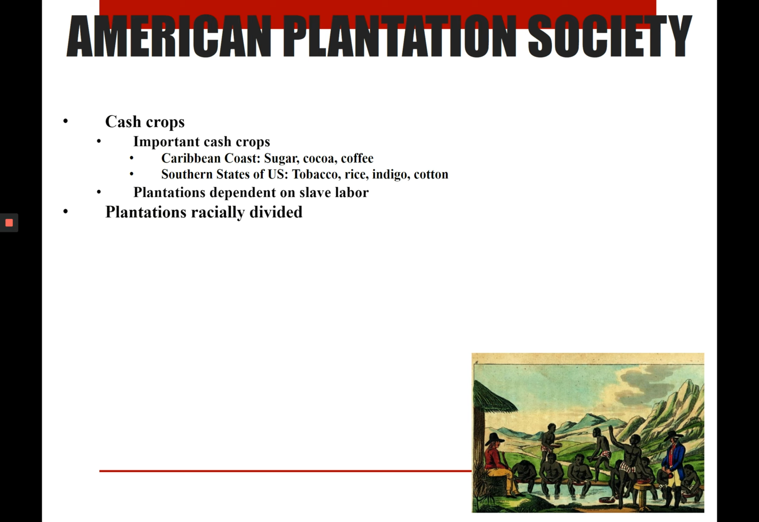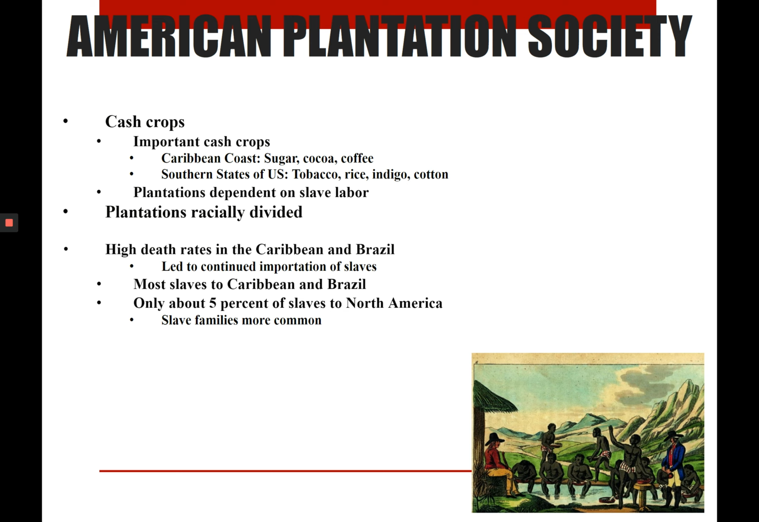And even your slaves were divided into two categories. You had your Creole slaves. These were slaves that had been born in the Americas, sometimes of mixed parentage. And then at the bottom, you had your saltwater slaves. These were slaves brought directly from Africa to the Americas.